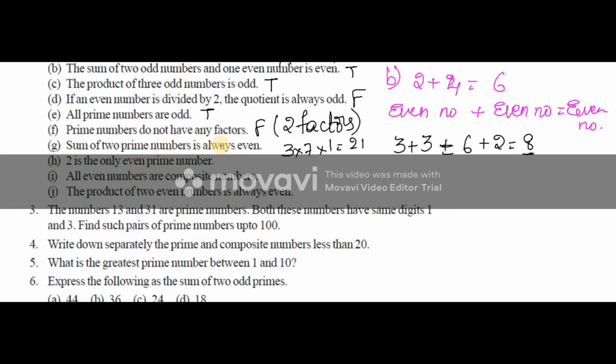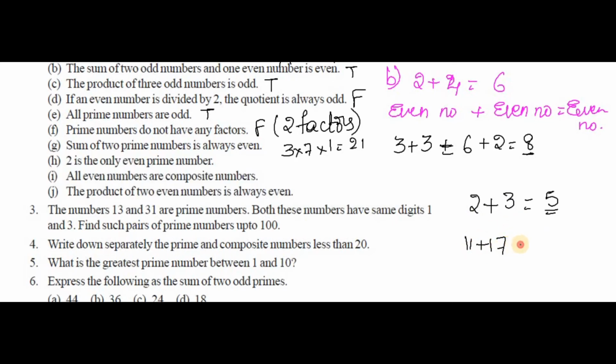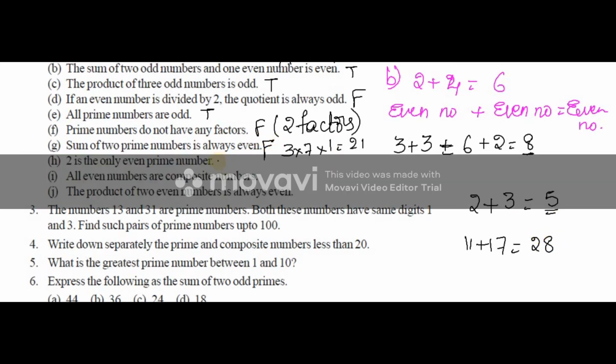Sum of two prime numbers is always even. So we will consider one prime number is 2, the other prime number is 3, the sum is 5. Or we will consider 11 plus 17, 28. So the sum of two prime numbers is always even, that is false. Sometimes odd, sometimes even. 2 is the only even prime number.